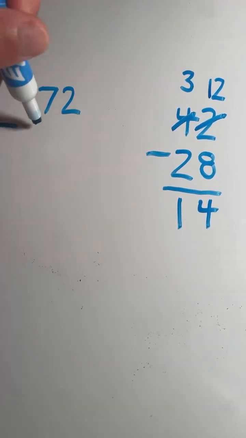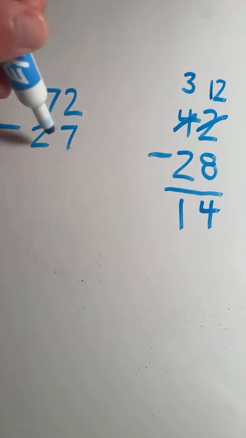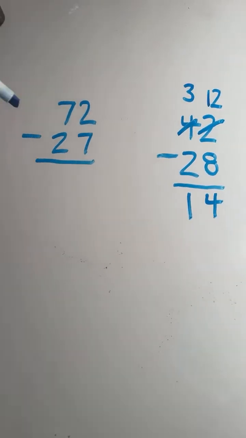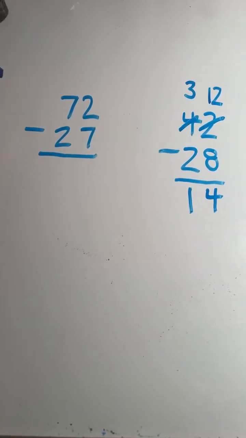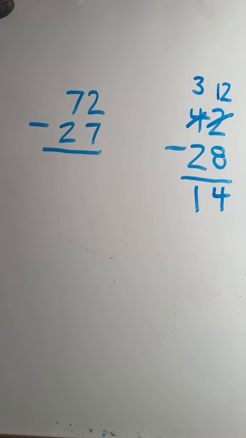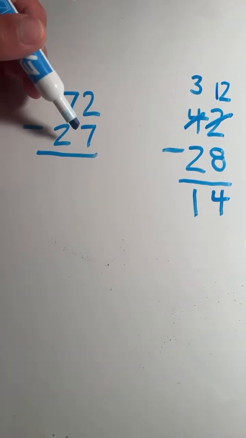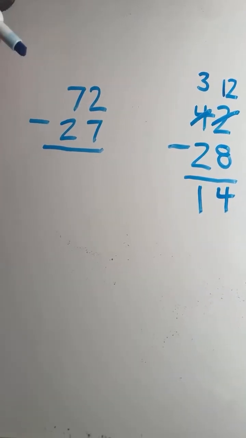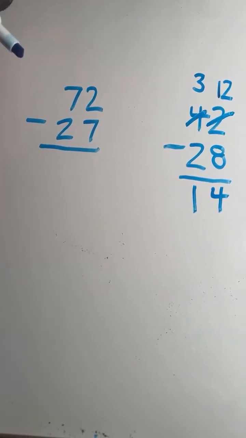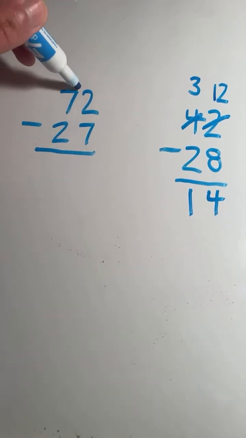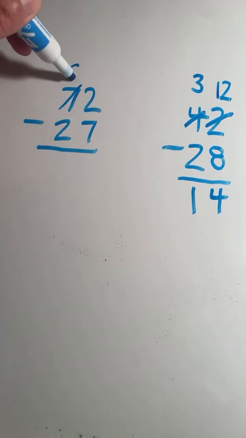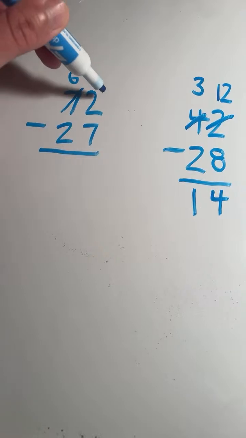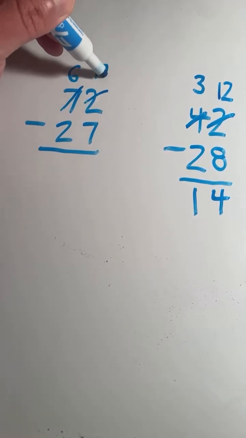All right, 72 minus 27. So now here, we will need to regroup because the bottom digit's bigger. You can't start out with 2 and take away 7. So we're going to regroup by taking a 10 from the tens place and adding a 10 to the ones place. So the 7 is going to become a 6. The 2, we're going to add 10 to it. It's going to become a 12.